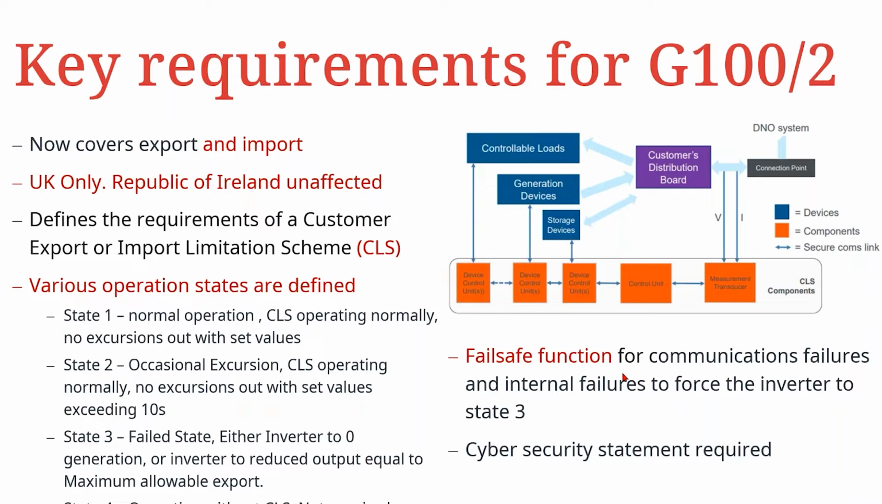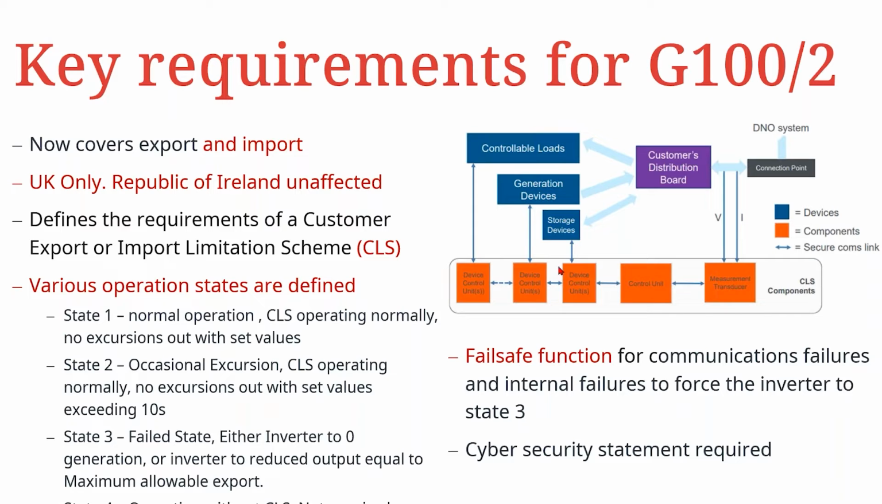So those are the main requirements of G102 that are different to G101. We also have to provide a cybersecurity statement, and that is to show that we're adherent to regulations and standards within the UK. And obviously, Fronius being a European manufacturer, we hold all of our data securely within the European Union, so we adhere to those requirements.